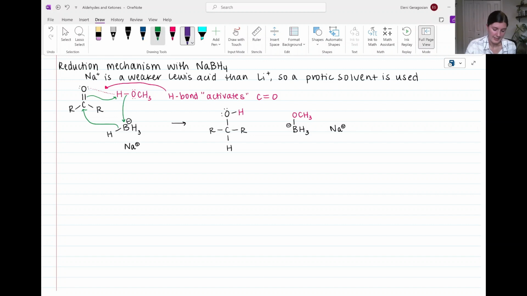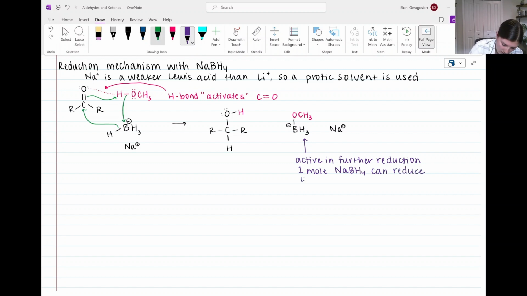So now, just like in lithium aluminum hydride reduction, these hydrides that are still bonded to boron are active in further reductions. So again, 1 mole of sodium borohydride can reduce 4 moles of aldehydes and ketones.